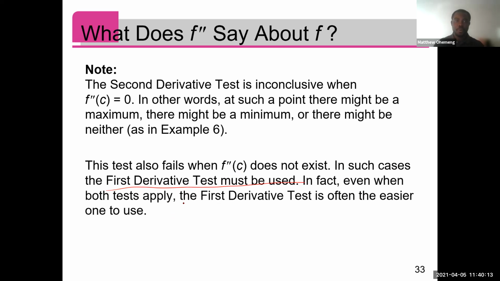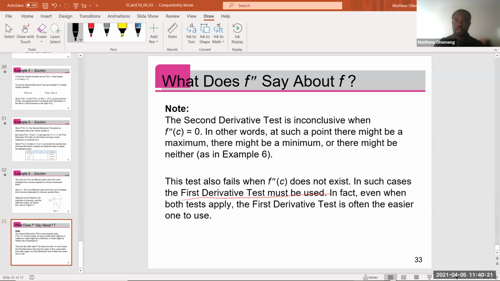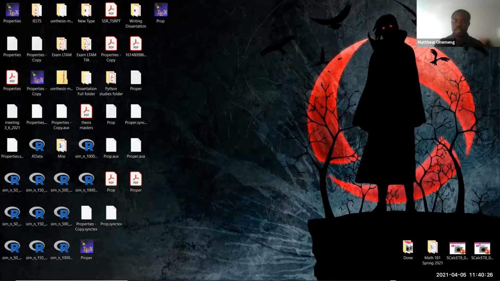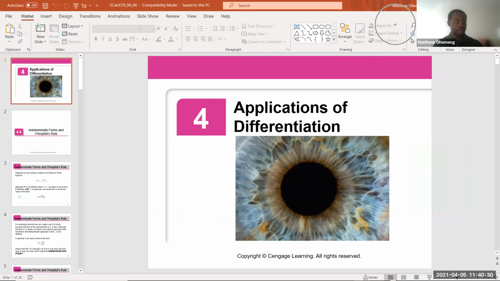Please, any questions on 4.3? Okay, then that's all on this. Okay, then let's move on to 4.4. I'm sharing the PowerPoint for 4.4, right?